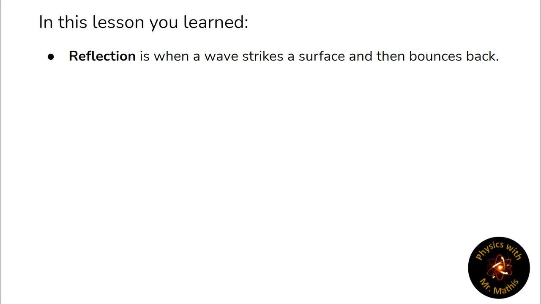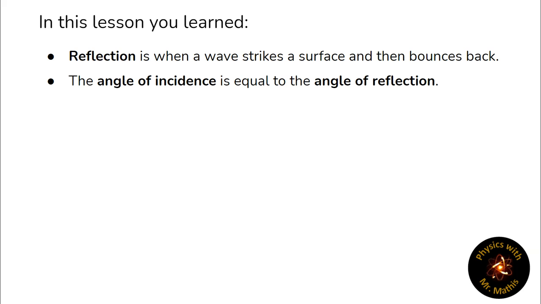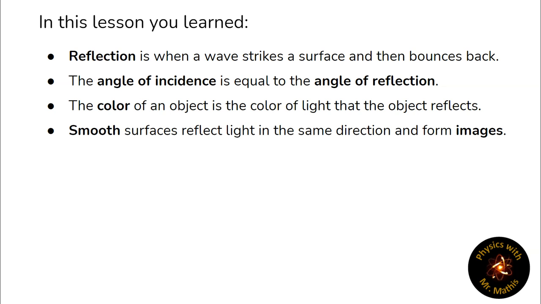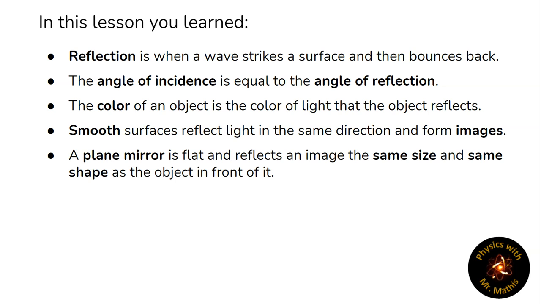In this lesson, we learned that reflection is what happens when a wave strikes a surface and bounces back. We saw that the angle of incidence of a reflected wave is equal to the angle of reflection of the wave. We learned that the color of an object is due to the color of the light that the object reflects. Smooth surfaces reflect light in the same direction and form images that we can see.